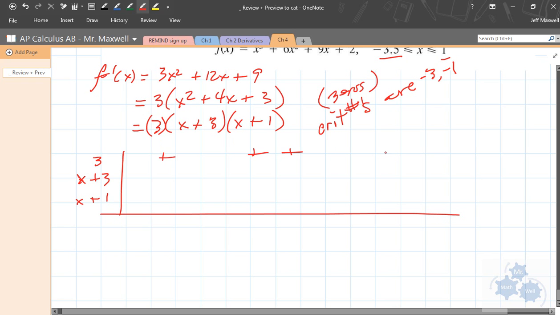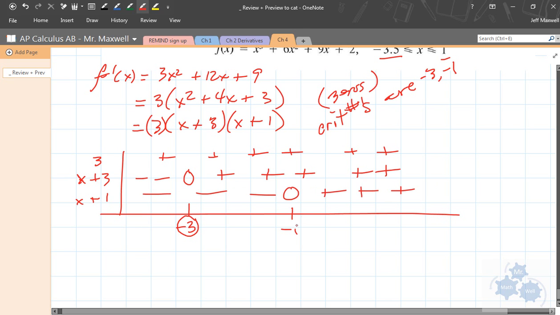But 3 is always positive, right? X plus 3 is 0 at x equals negative 3. So do you see how the critical numbers show up on the number line here when you do sign analysis on the derivative? And negative 1 over here, it's 0. So yeah, the zeros on the sign analysis are the critical numbers. So 3 and 1, and here's 3, and here's 1.